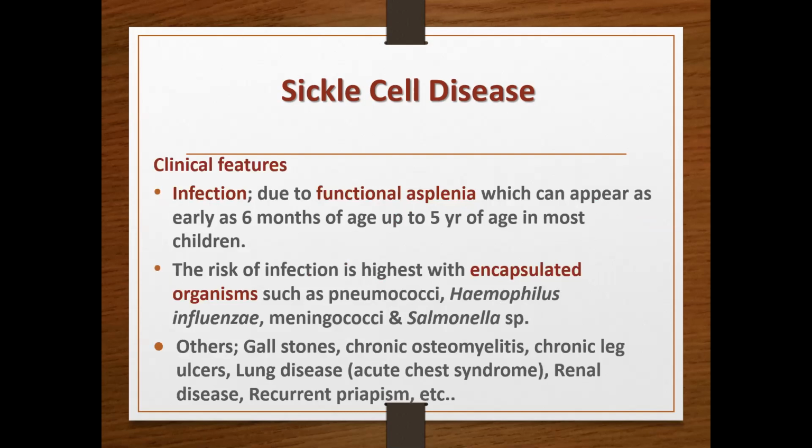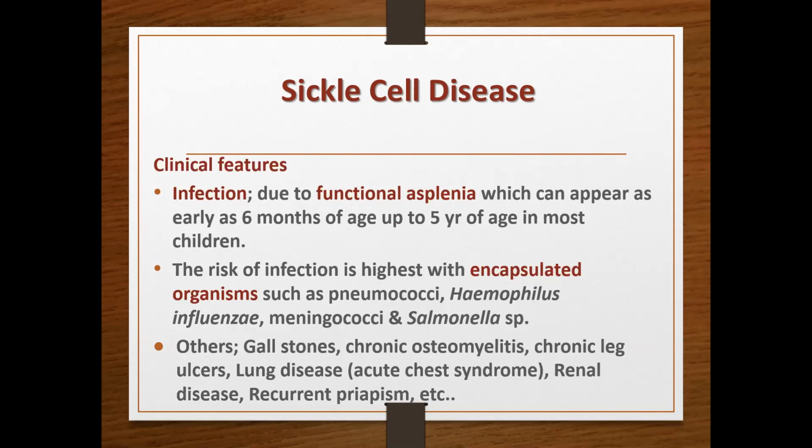Another clinical presentation is liability to repeated infection due to functional asplenia. As we mentioned, the patient is liable to have autosplenectomy secondary to repeated infarction. However, these patients also have functional asplenia, which can appear as early as 6 months of age until the age of 5 years in most children, because their susceptibility to infection is similar to normal children after 5 years of age.